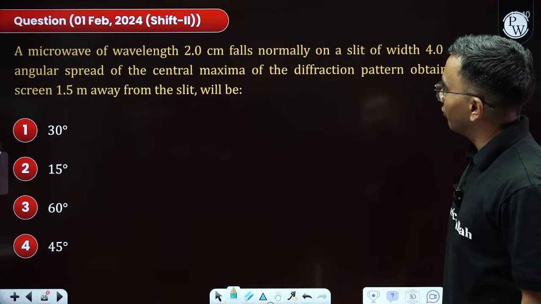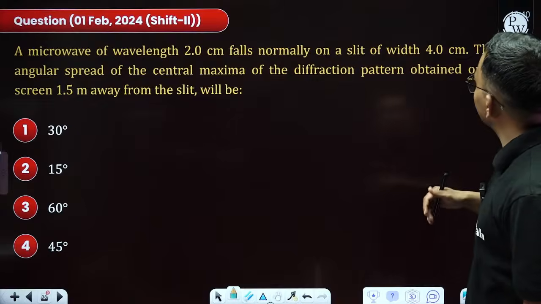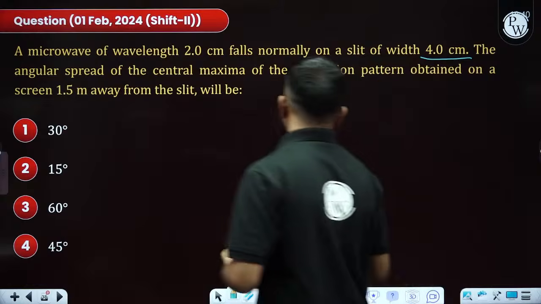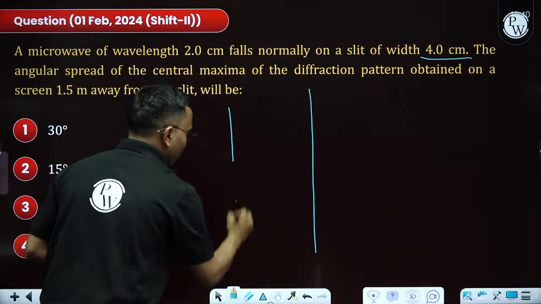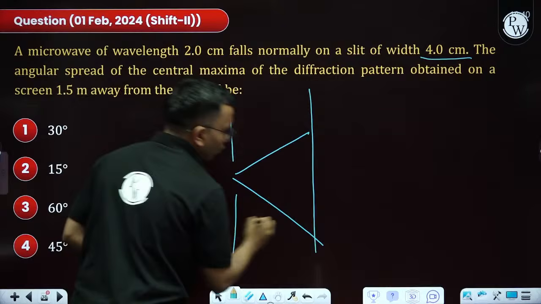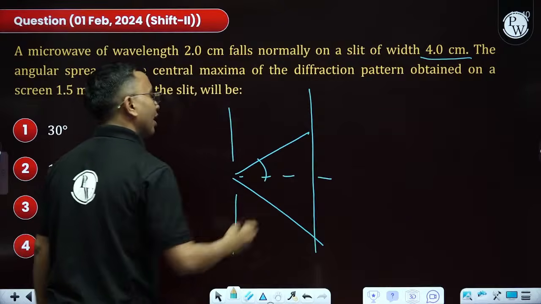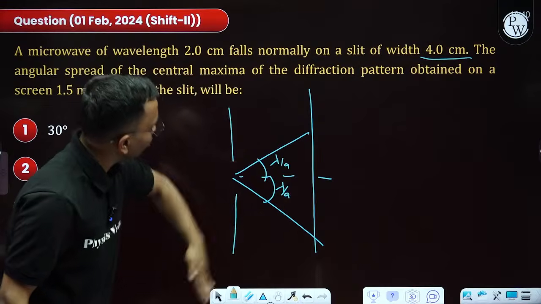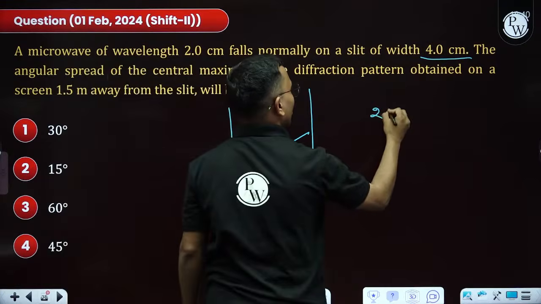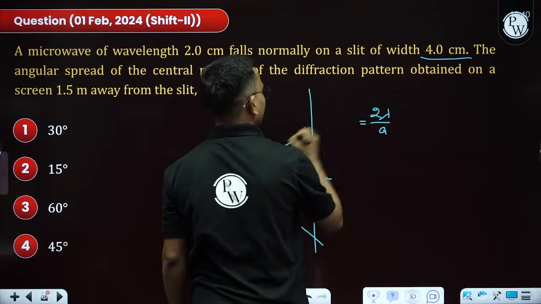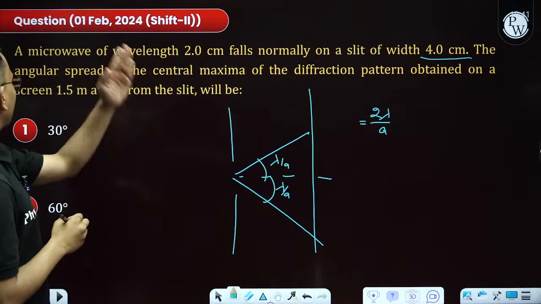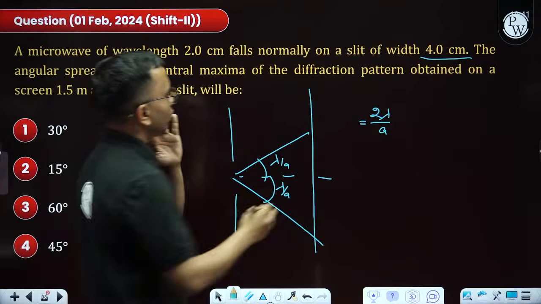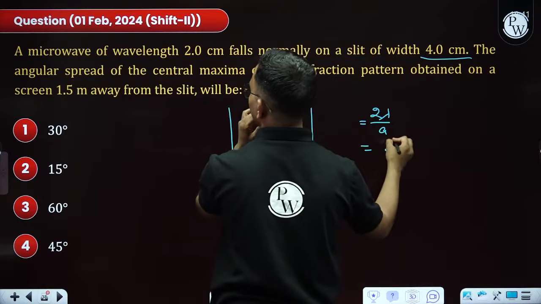A microwave of wavelength 2 centimeter falls normally on a slit of width 4 centimeter. The angular spread of central maxima is? Central maxima is from the first upper minima to the first lower minima. The first upper minima is at sin theta equal to lambda by A. The lower minima is also at sin theta equal to lambda by A. The total spread comes out to be 2 lambda by A. This is for the total angular separation.